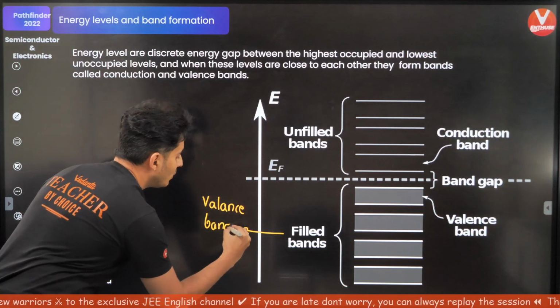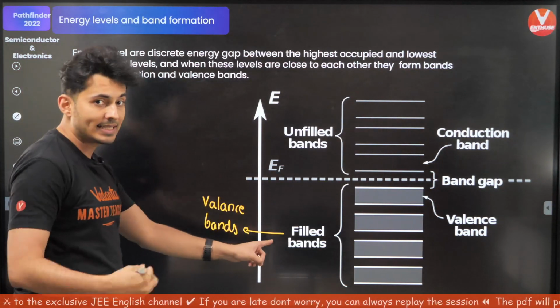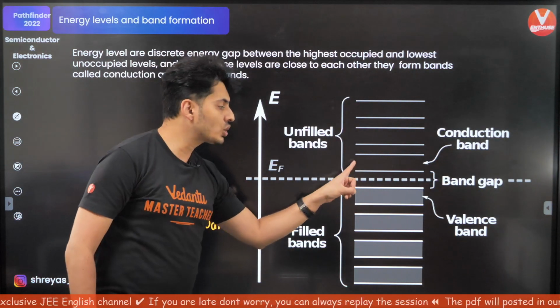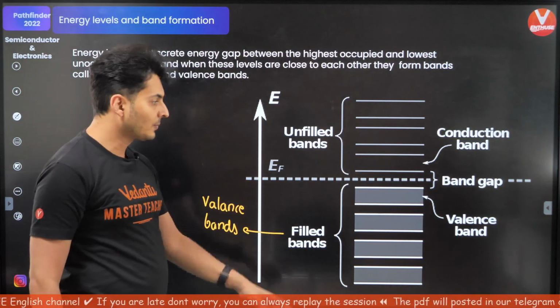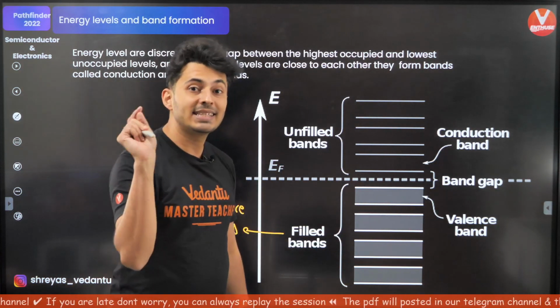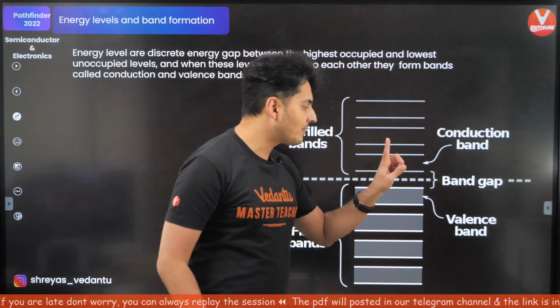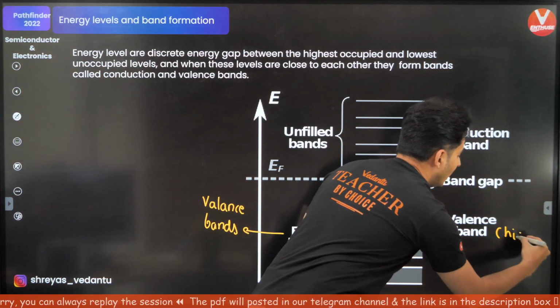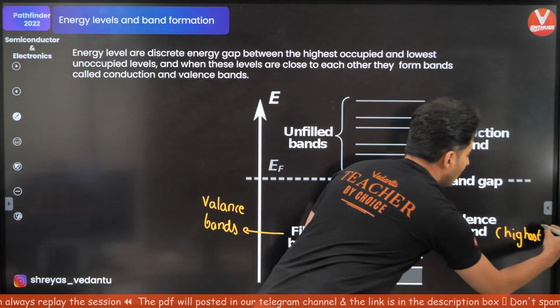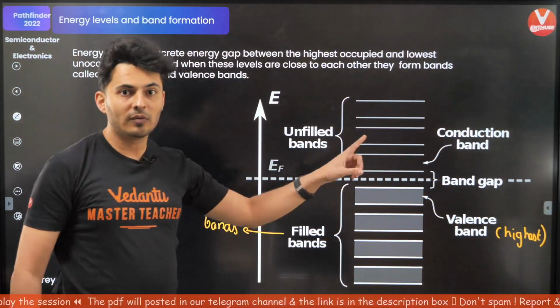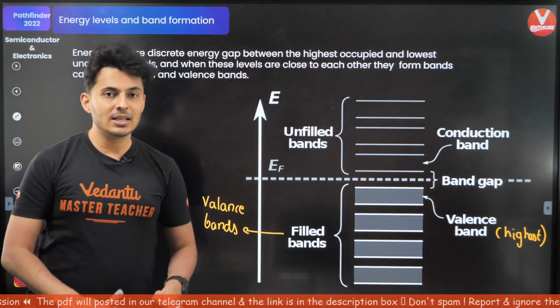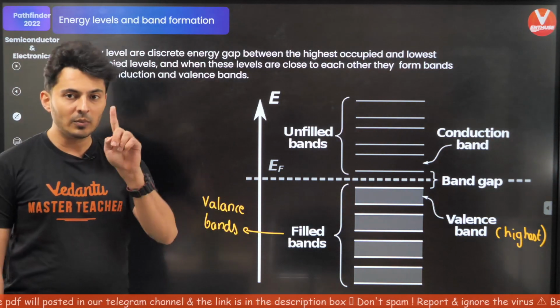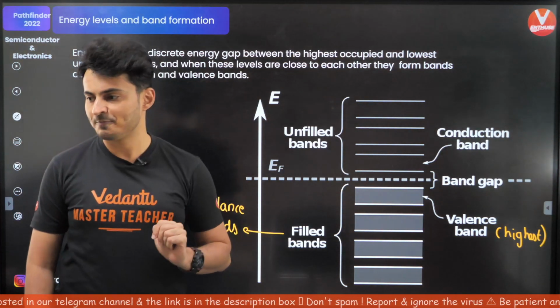So when it is in plural form, bands, with an S, it refers to all the completely filled ones. But when I refer to it in singular form, valence band, I am referring to the highest energy band of the valence bands. Is that clear? Give me a thumbs up. Give me a yo in the chat box.